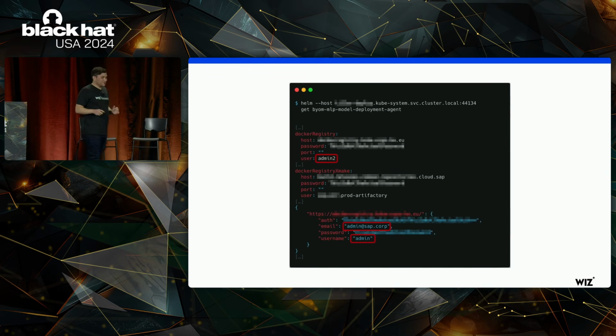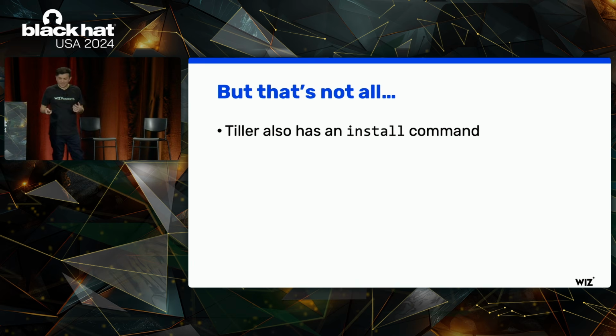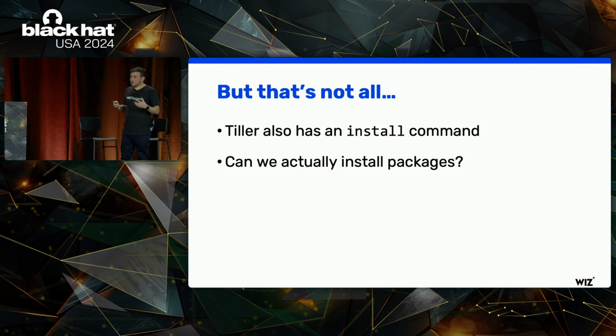So a very strong set of credentials, meaning that an attacker with the same level of access we had could not only have read the internal images, Docker images stored within the server, but also interfered with them, possibly planting malicious code into them and have that code executed on whoever uses those images. But this was only using the read command on Tiller. Tiller also has an install command. So I wanted to know, can we actually just install arbitrary Helm packages on this Kubernetes cluster?